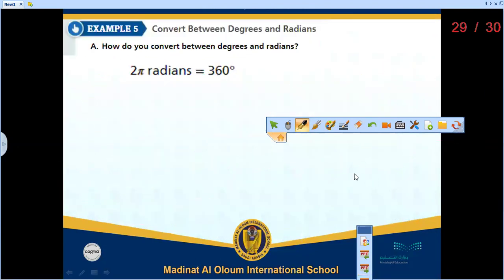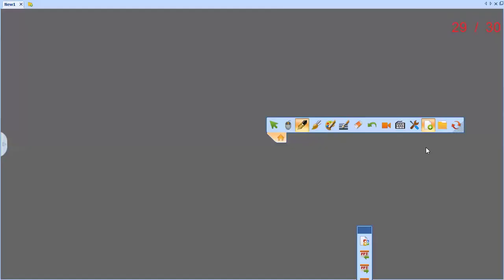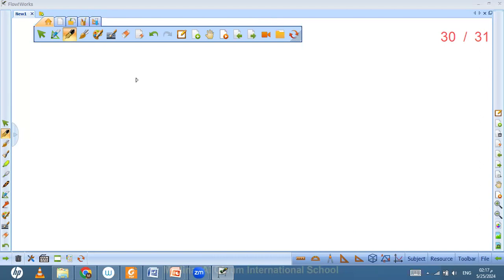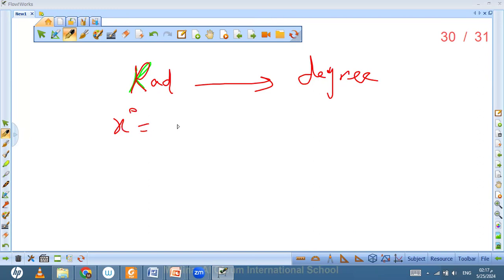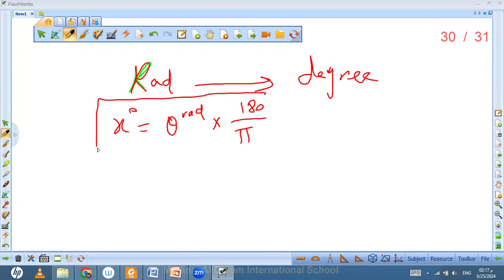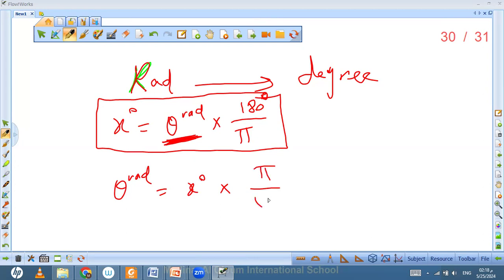Okay, guys, now change from rad to degree. As you know, if I give you an angle in rad, how would you change it into degree? I would make the angle in rad multiplied by 180 over pi. You must remember this rule. If you have degree, you need to make it rad by multiplying by pi over 180.